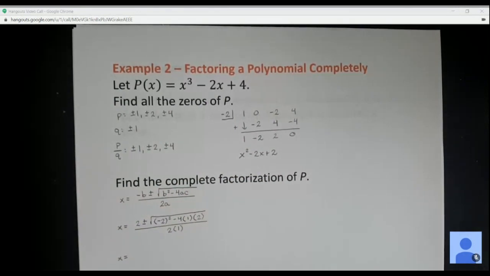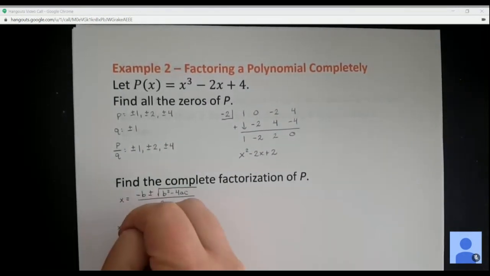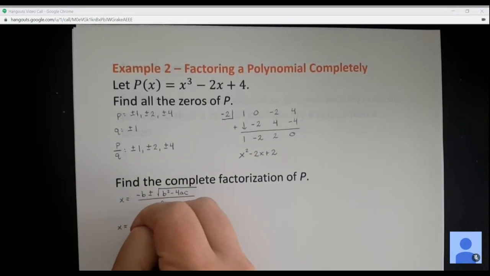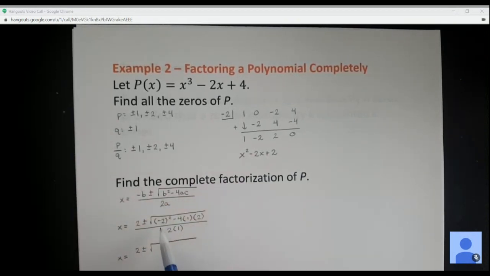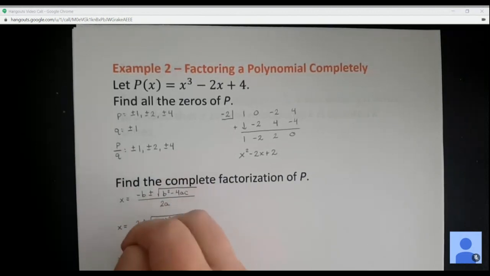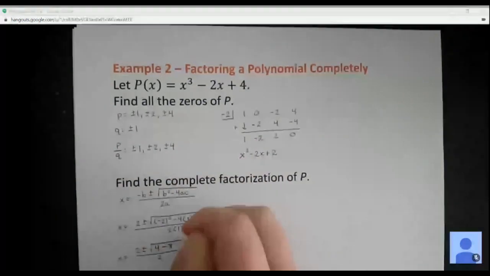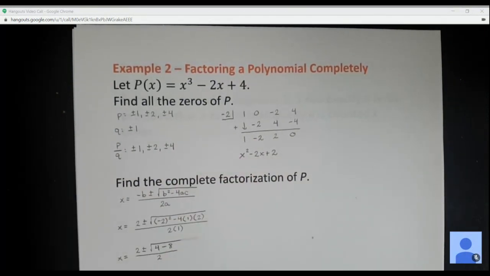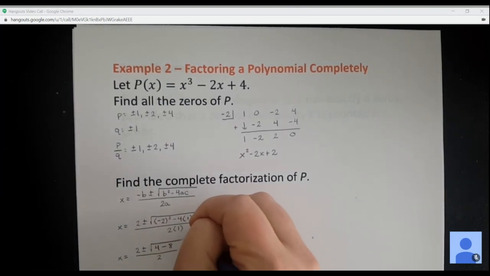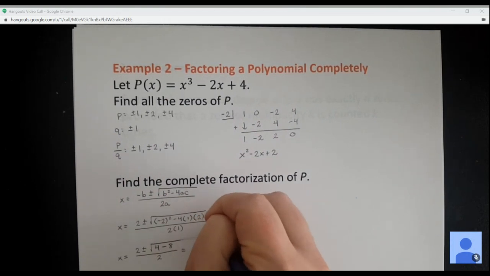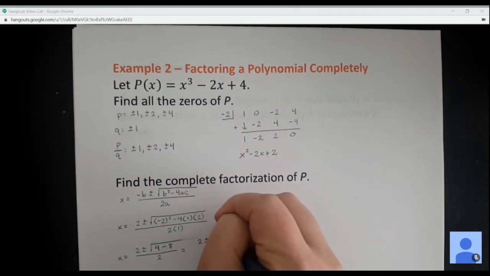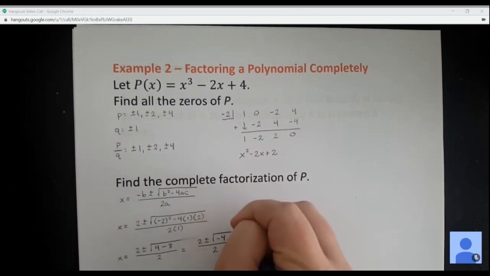All right. Now we need to simplify. So if we go through and simplify this, that's going to give us 2 plus or minus the square root of negative 2 squared becomes a positive 4. Then we have minus 4 times 1 times 2. That's going to become a negative 8. So we're subtracting 8 all over 2 times 1, which is just 2. Okay. Now from there, we simplify what's inside the square root. So we've got 2 plus or minus the square root of 4 minus 8, which is negative 4, all over 2.